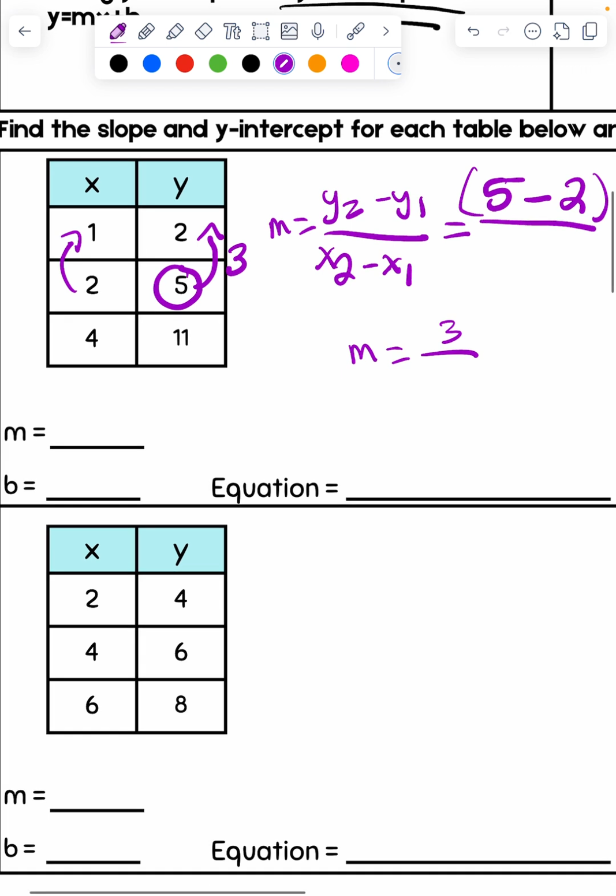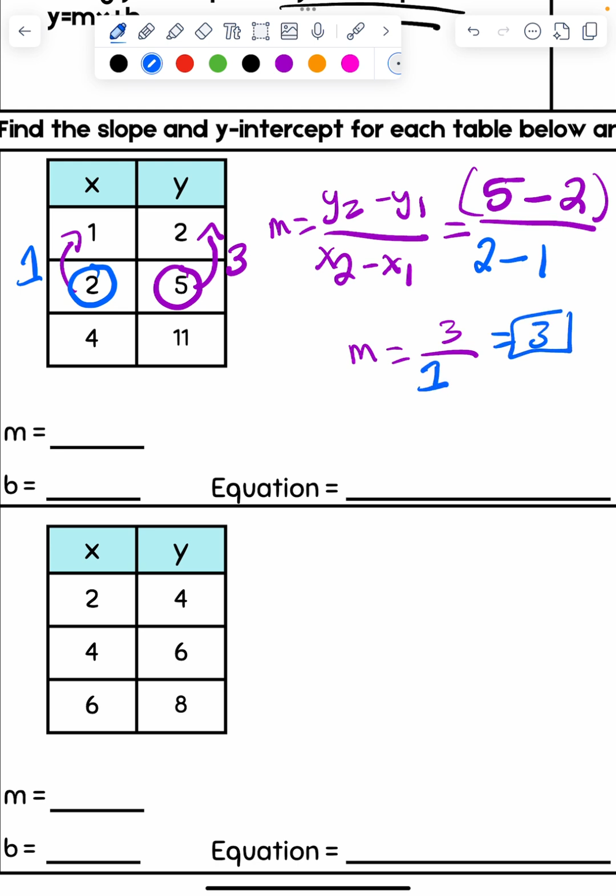Then I have to do the second step, so I have to say 2 take away 1. So my second x coordinate is 2. So I'm going to write 2 because it's x on the bottom, remember, minus 1. That's going to give me 1. So my slope is going to equal 3 divided by 1, or 3.